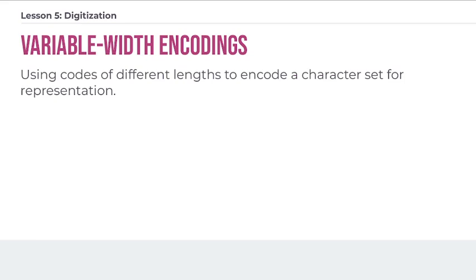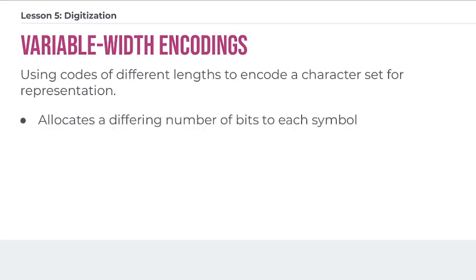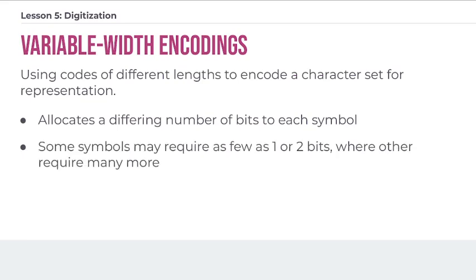All right, but using codes of different lengths allows us a different number of bits. If it's a small word, then we can use a few number of bits, whereas if it's a larger word, then we can use more bits if needed, right? So some would require just a few and some would require many more. So every symbol would get a different number of bits according to how many it needed, all right?